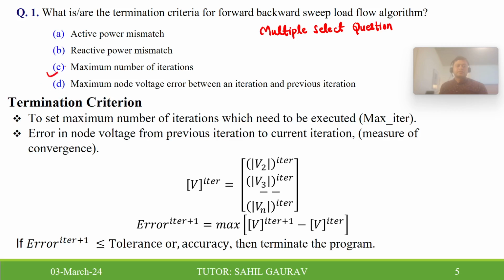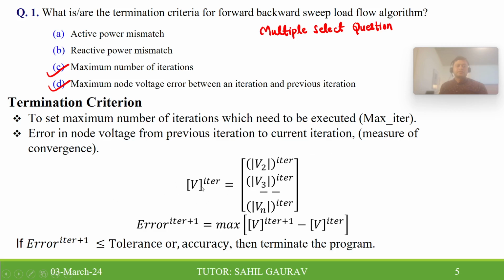So C and D both are correct. The termination criteria for the forward backward sweep load flow algorithm is either to set a maximum number of iterations which needs to be exceeded, or the error in node voltage from the previous iteration to the current iteration, which is the measure of convergence.